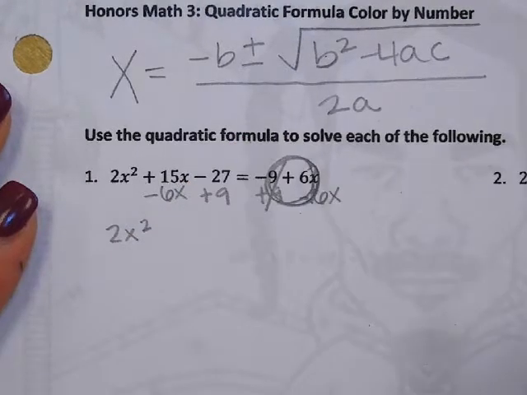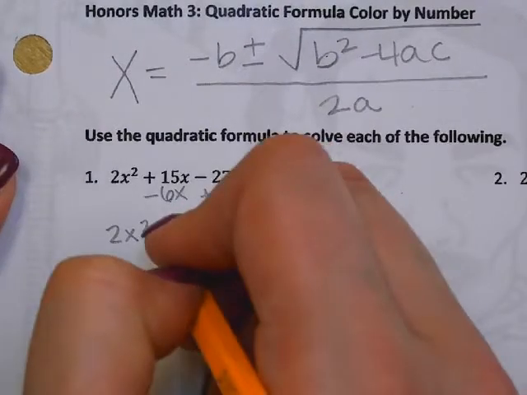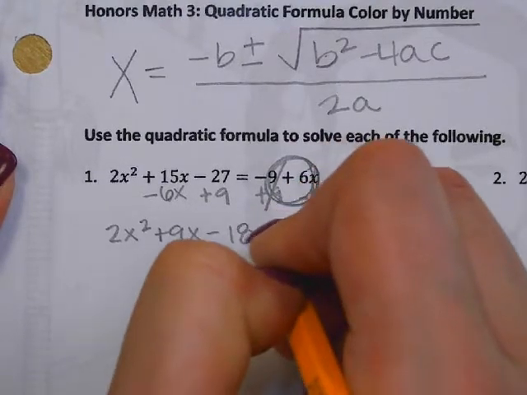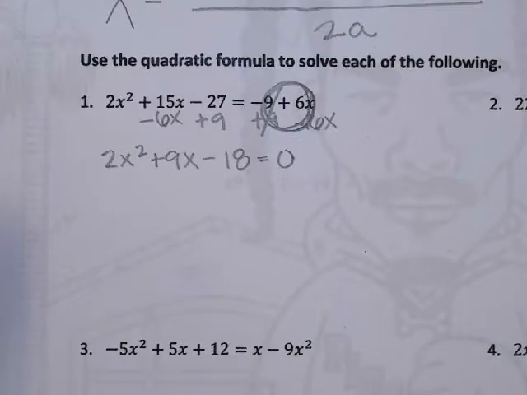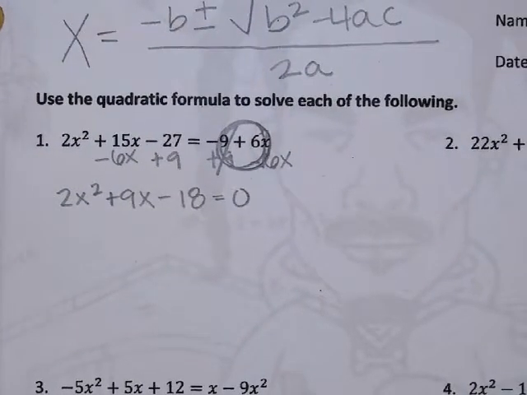So we have 2x squared. 15 minus 6? 9. Plus 9x minus 18. And we don't even have to worry about factoring it today because that's not what we're doing. We're doing quadratic formula. So what's your A? What's your B? What's your C?